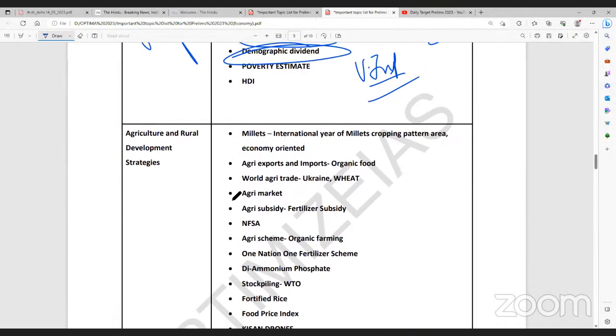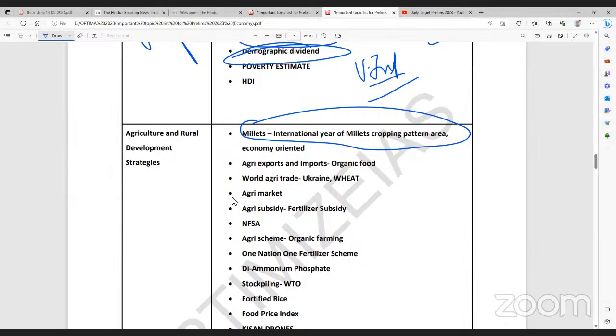Let us see agriculture. What are the important topics from economy? Millets. This year, everything is about millets in agriculture. You will have one question from millets. International Year of Millets, cropping pattern of millet, export of millets, everything. Which state has the highest production of millets? How the millets area has been decreasing or increasing in the last 20-30 years.